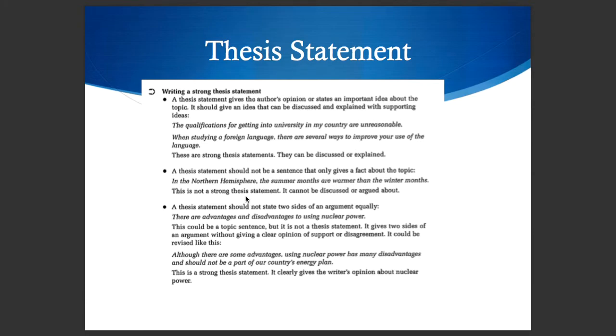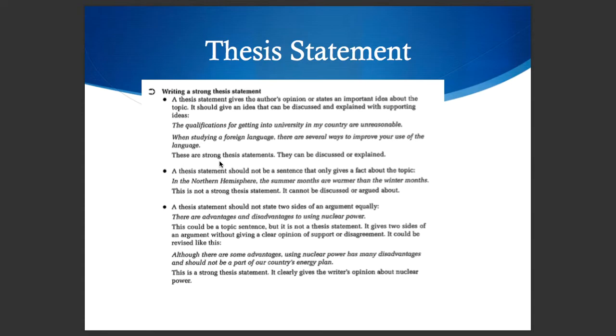Let's see the example. This one is not a strong thesis statement. Why? Let's see. In the northern hemisphere, the summer months are warmer than the winter months. This is a fact, nothing to argue. It is like in Indonesia, there are five main islands. That is a fact. So it is not open for further discussion or development. So this is not strong.